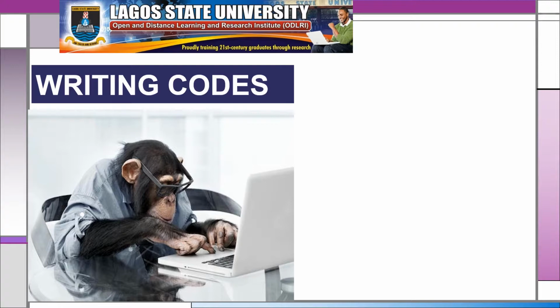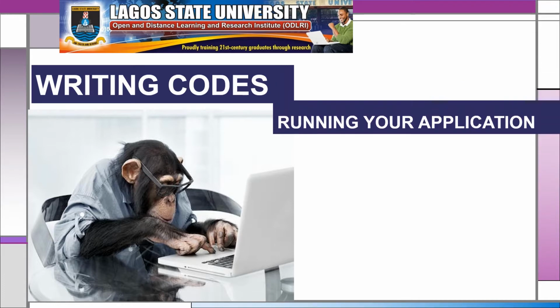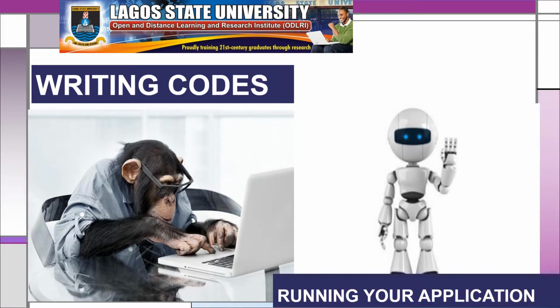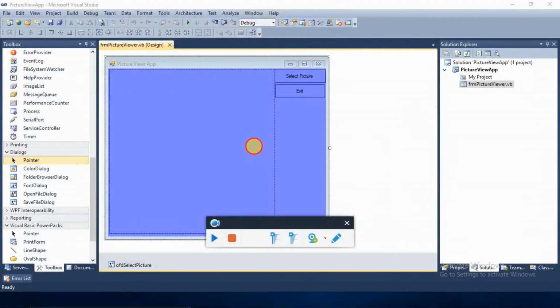And after writing the code, the next thing we are going to do is to run our application, and that is executing the code that we have written. So at the end, writing the application and running it will tie everything together to make it function.